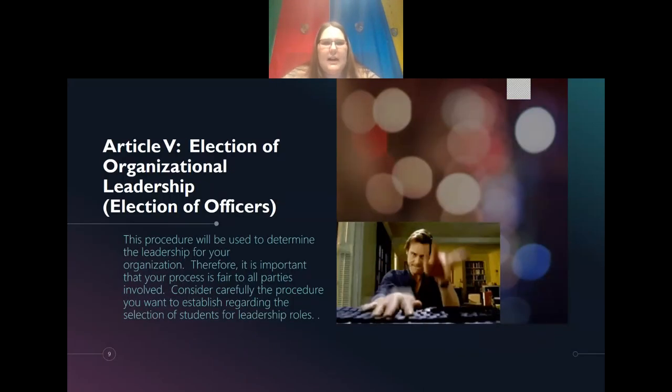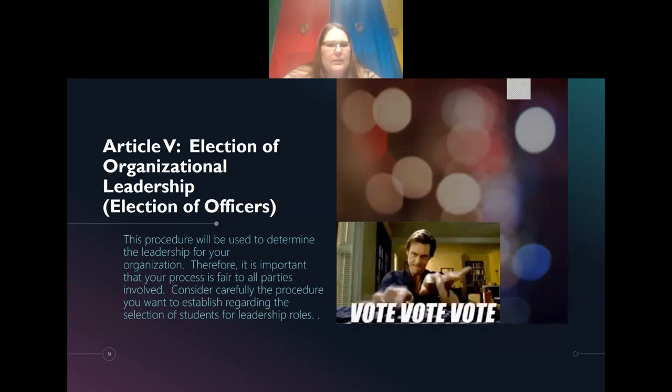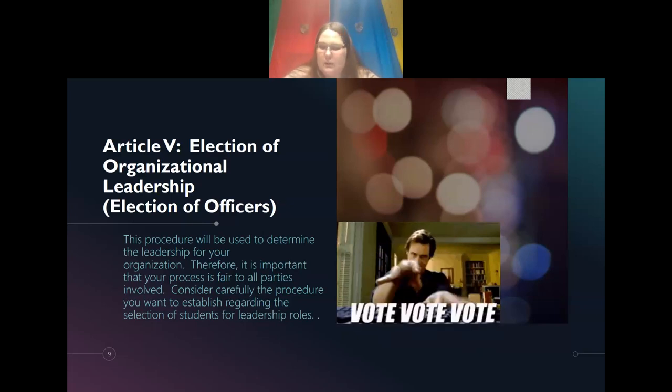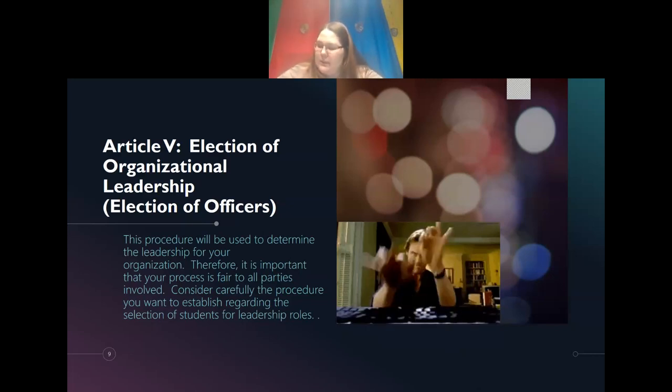So moving into Article 5, election of organizational leadership and election of officers. This procedure will be used to determine the leadership for your organization. Therefore, it is important that your process is fair to all parties involved. Consider carefully the procedure you want to establish regarding the selection of students for leadership roles. So here, there's a few things that we'll want to consider as well.